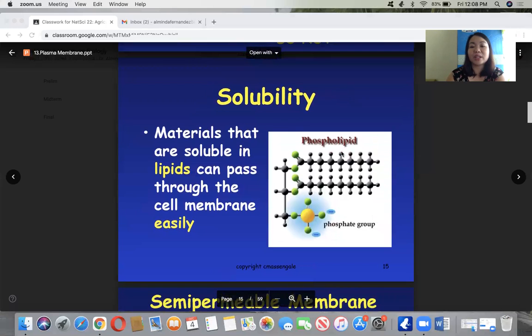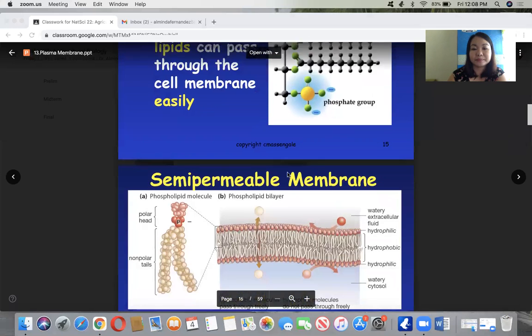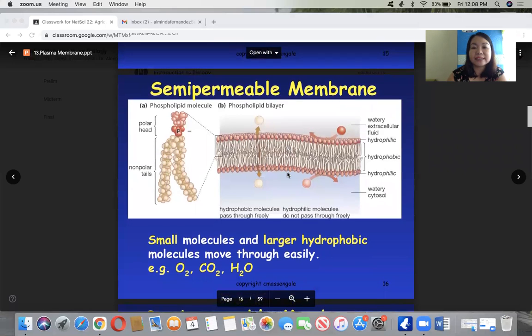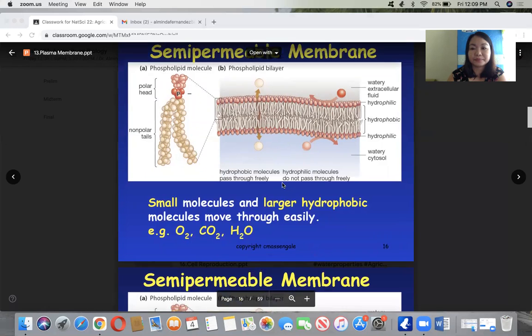In terms of solubility, materials that are soluble in lipids can pass through the cell membrane easily because they are soluble in lipids or phospholipids. As a semi-permeable membrane, small molecules and larger hydrophobic molecules move through easily, like oxygen, carbon dioxide, and water.